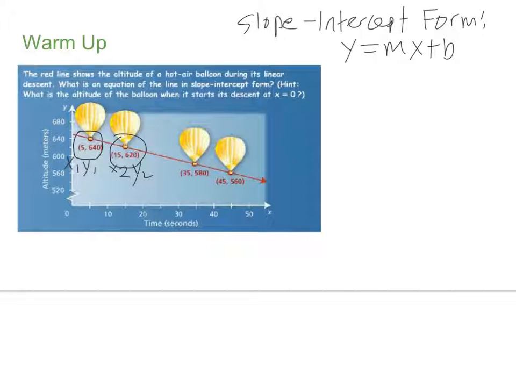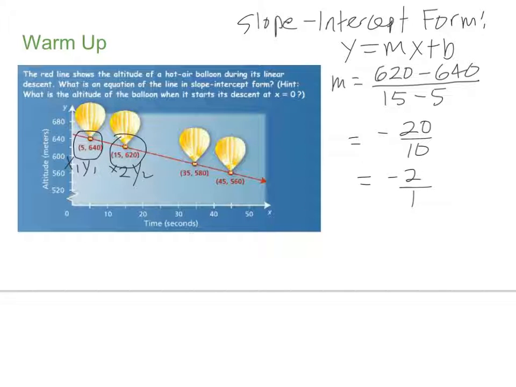So as always, we select who we want to be the 1s and who we want to be the 2s, and then we'll plug them into the formula, which gives us this, and that reduces to -2/1. Remember, we always want to leave the slope as a fraction because it helps tell us how to graph the line.